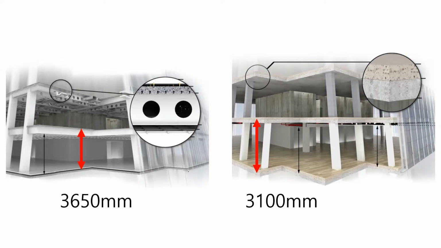So, compared to composite beam floor, post-tensioned concrete floor reduced floor height by 515 mm. So, an extra 2 floors could be added.